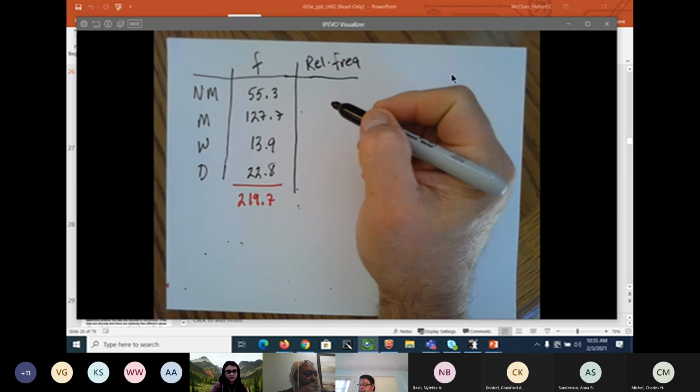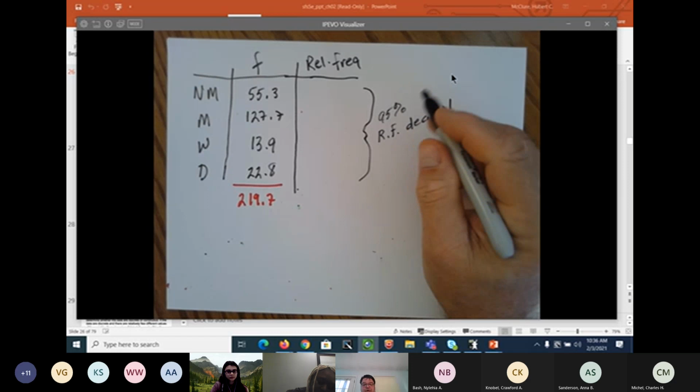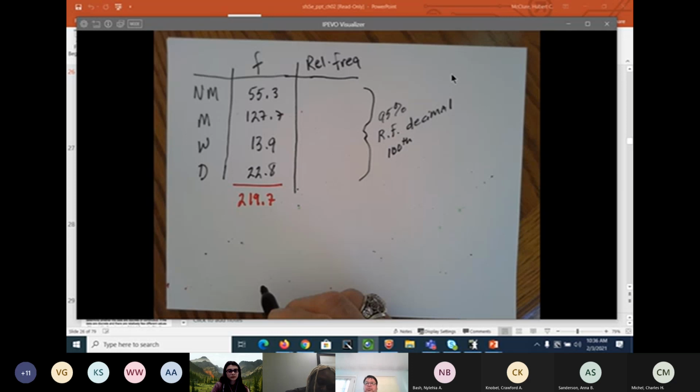95% of the time, the relative frequency will be a decimal, and it will be rounded most of the time to the 100th. Okay, so remember that and read the directions when it talks about finding the relative frequency. Read the directions to make sure you round correctly.